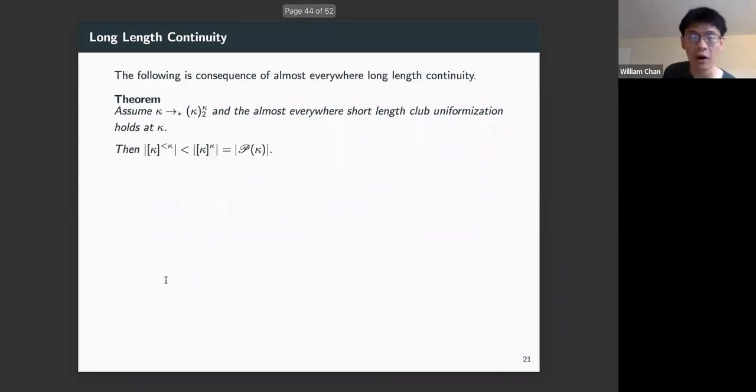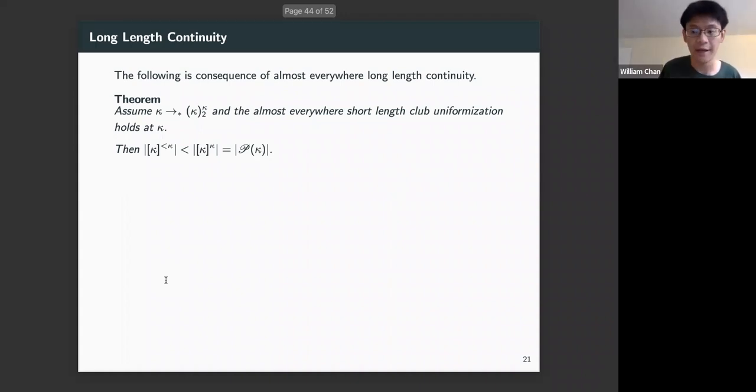Let me give you one more cardinality consequence of continuity. If kappa is a strong partition cardinal satisfying the club uniformization principle, then the cardinality of kappa to the less than kappa is strictly less than kappa to the kappa, which is of course the same as the cardinality of the power set of kappa. If you had an injection of kappa to the kappa into kappa to the less than kappa, you would look at the length function and apply continuity to that function.